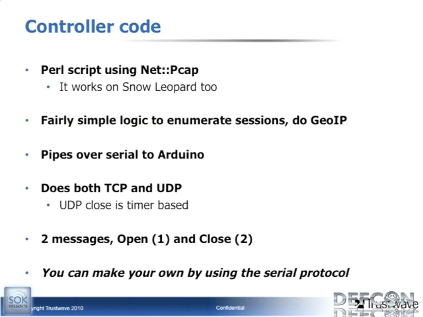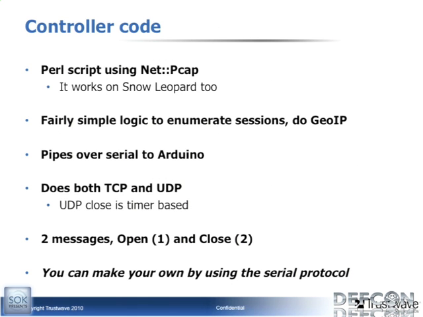Fairly simple. It's using GLIP. I tried to keep the requirements of the Perl script to a minimum, so hopefully it's not too hard to get going. There's only 2 messages, open and close. You can make your own. You don't have to use my Perl script. You could do this in Ruby, Python. You could hook up Scapy to this thing. You can do whatever you want as long as you can talk to the serial port over 9600 baud and send those funny little messages that we were talking about earlier.